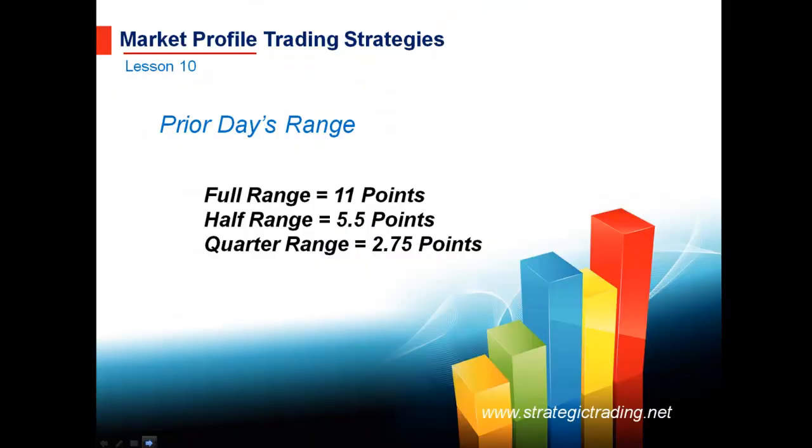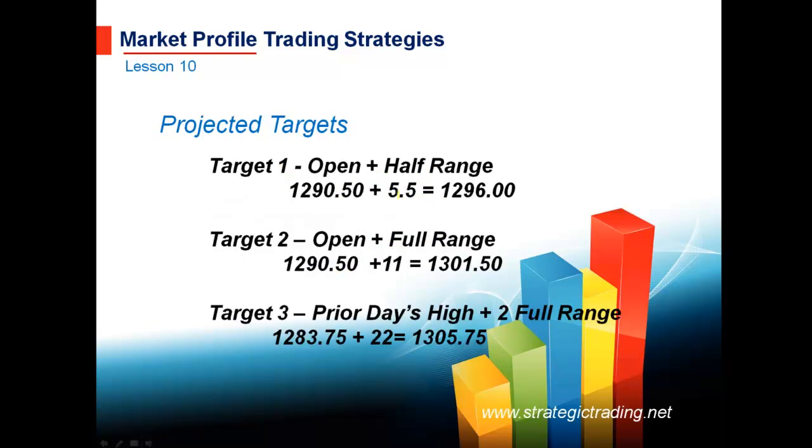But here's another tool that we have to help us identify our target. We want to calculate the range for the prior day, and let me show you how we can also do projections for trend days. Remember, once you have the full range, also calculate the half and the quarter range. And then here's how you develop your targets. Comfortably, on a trend day, you should be able to get half range above the open. So put the open plus half range, and that will be your first target. Target 2, open plus full range, and that'll be 1301.50.